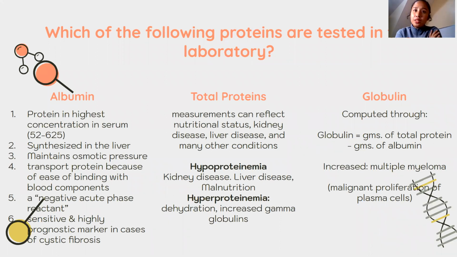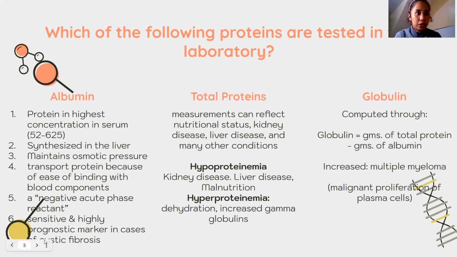Class, when we say test for protein, there are many proteins, in the form of enzymes, in the form of transporters. But when we talk about protein in the laboratory, what we test is albumin and total protein, and globulins are computed. Albumin is one of your major proteins because it is one of the major protein fractions.